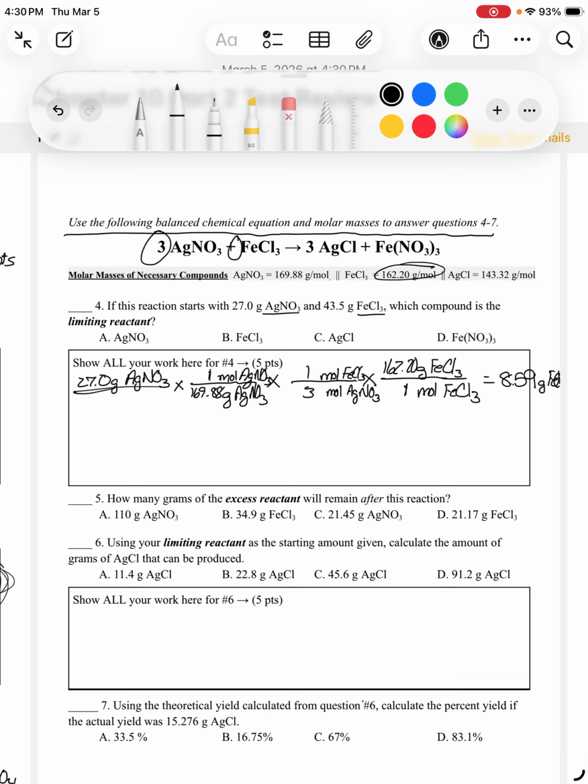I'm running out of space. FeCl3. I know that unit because that's my last one, right? The grams of silver nitrate canceled, moles of silver nitrate canceled, moles of iron 3 chloride canceled, leaving us only with grams. Now I'm going to do it for the other given.